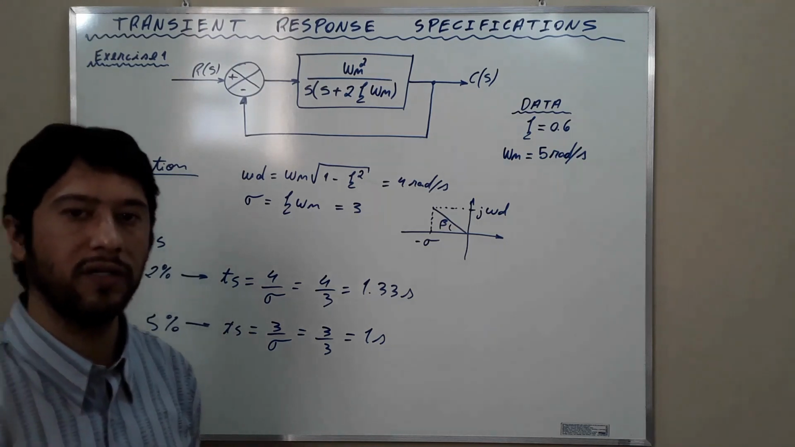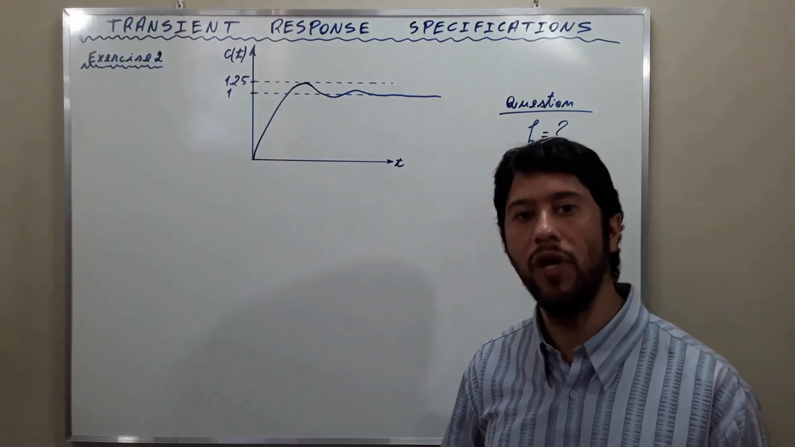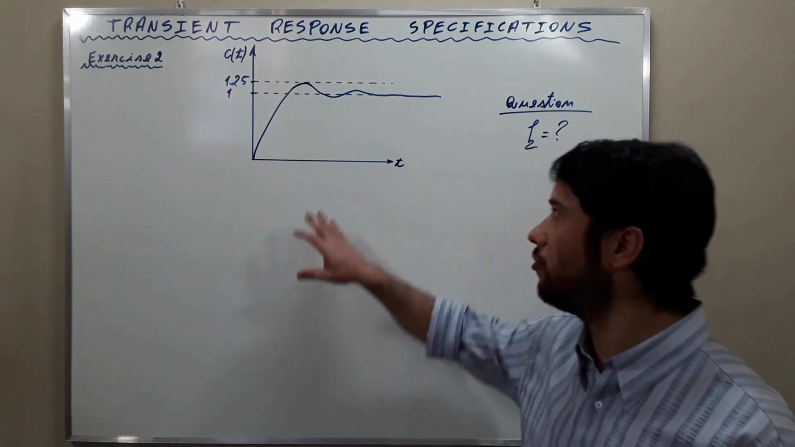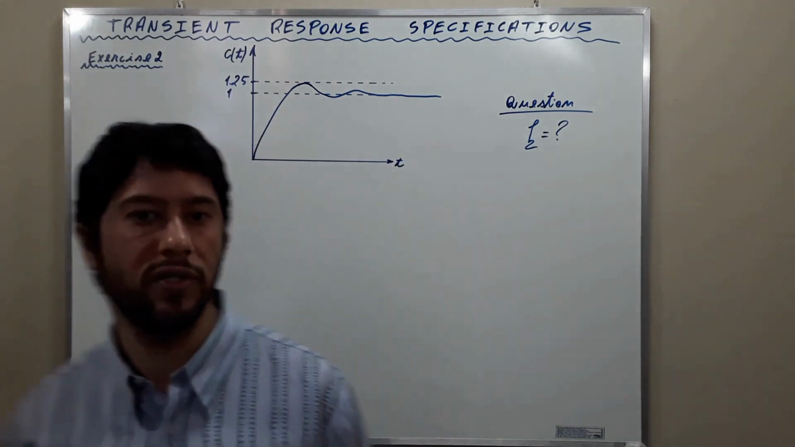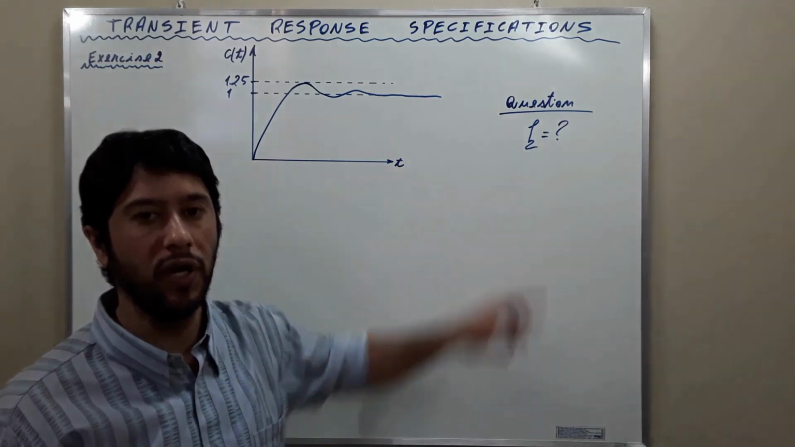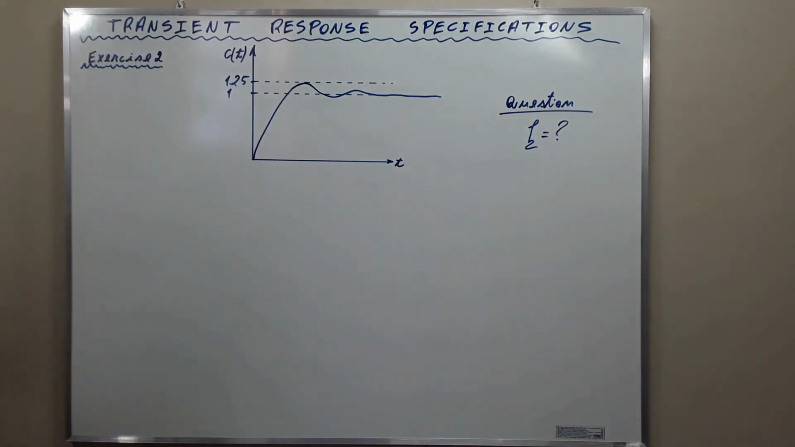Let's go now to exercise 2. Exercise 2 says that the step response of a second order system is as shown by the graph. With this data, the exercise wants us to calculate the value of the damping ratio. Okay, my friends, this is the question. Let's go to the solution.